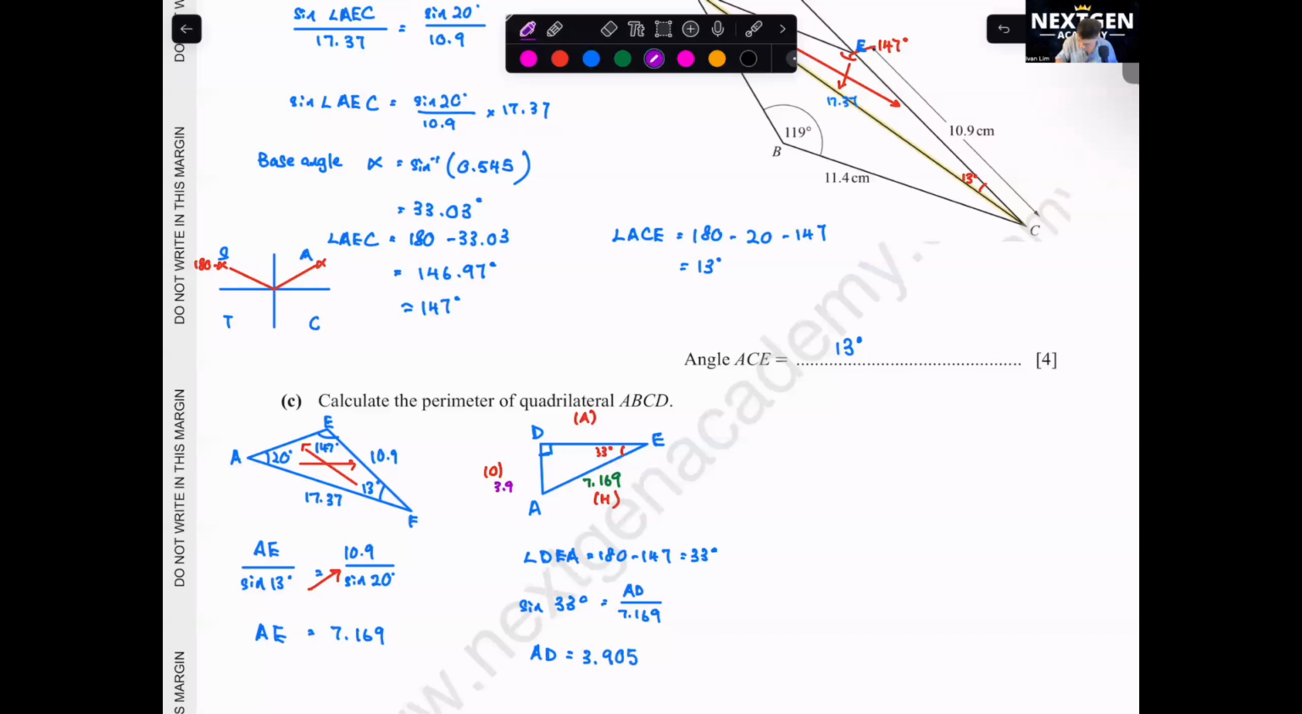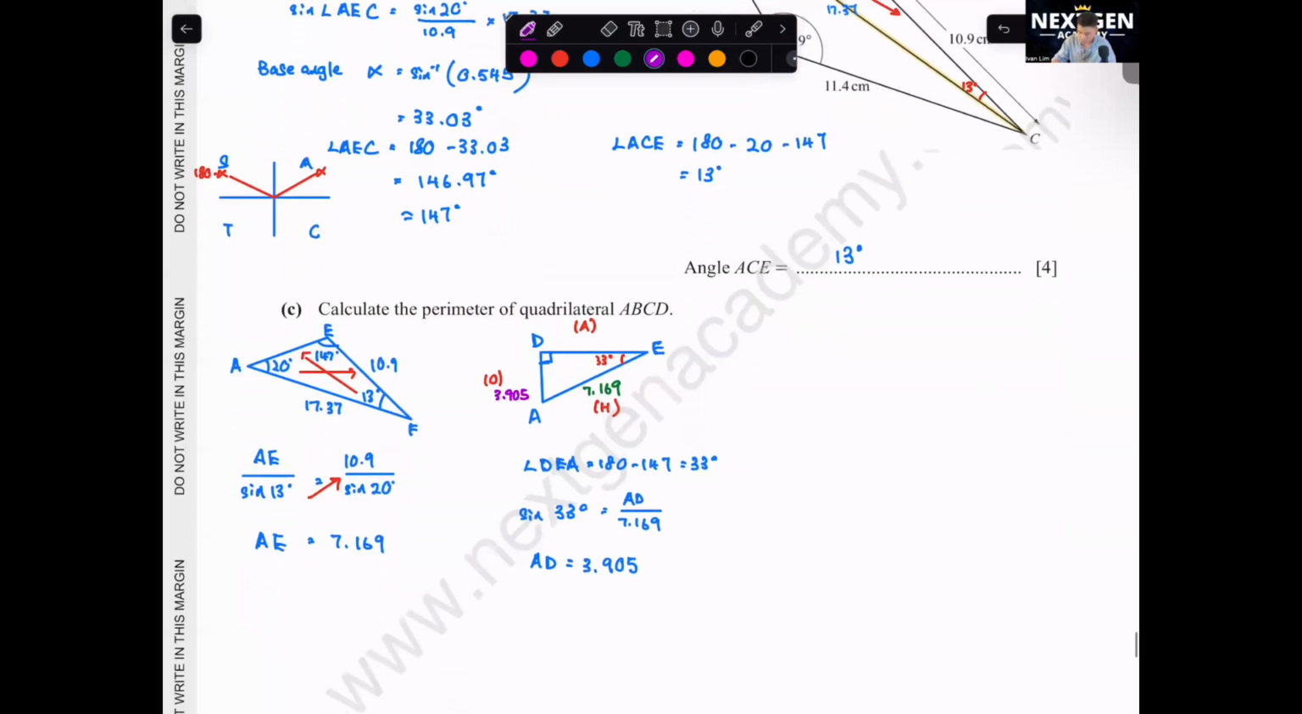Okay, 3.905. Then here you want to use Pythagoras theorem also can, or you can just use trigo again, which is cos 33 degrees equals DE over 7.169. So 7.169 times cos 33. DE is 6.012.